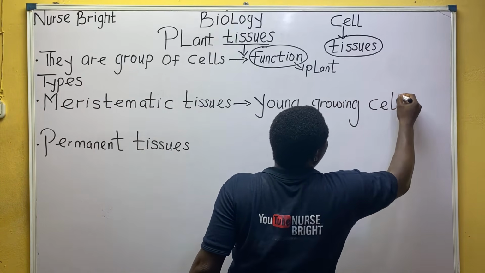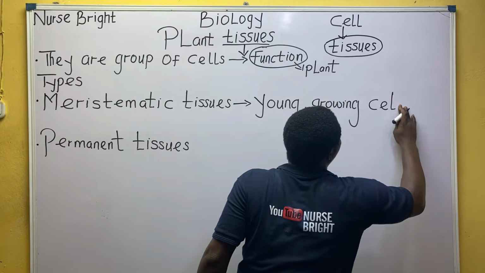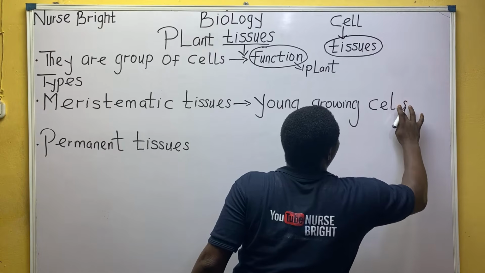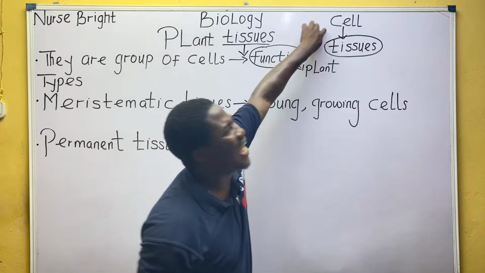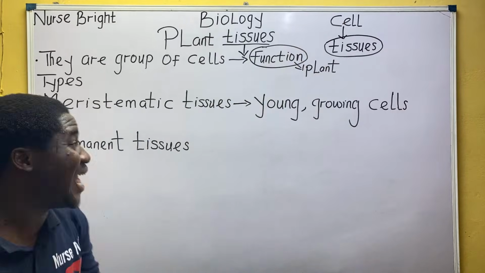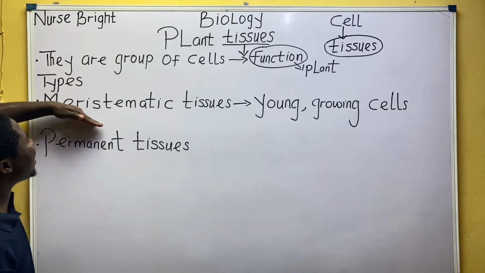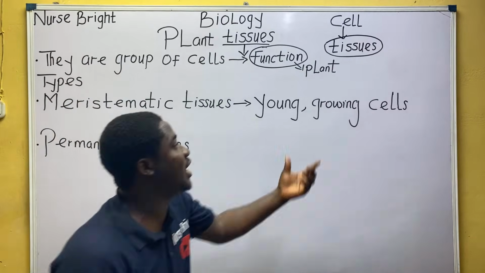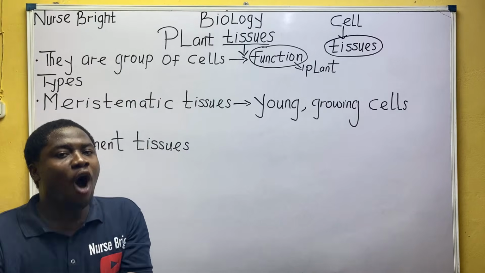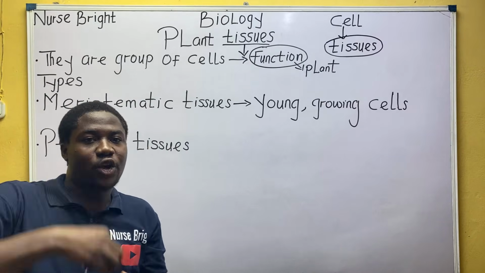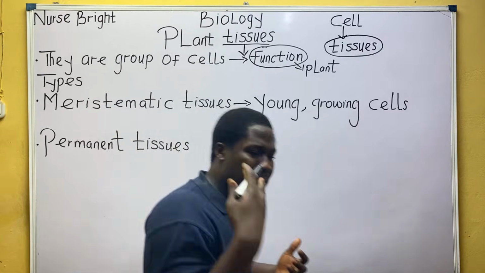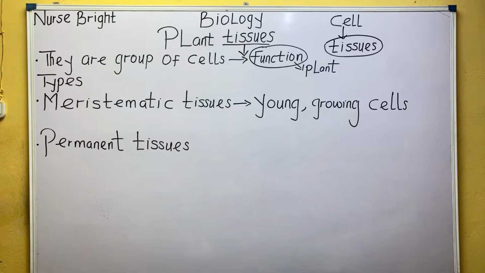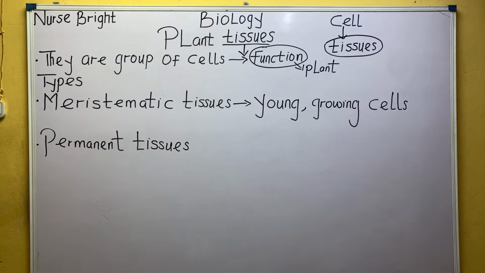I repeat what I just said. So in summary here, remember we've established the fact that for you to be a tissue, you will be made up of cells. So what kind of cells are now found in meristematic tissues, everybody? These cells, they are young. When you are young, you are still growing. Do you understand? So in summary, meristematic tissues are made up of young growing cells. All right, that is for that.